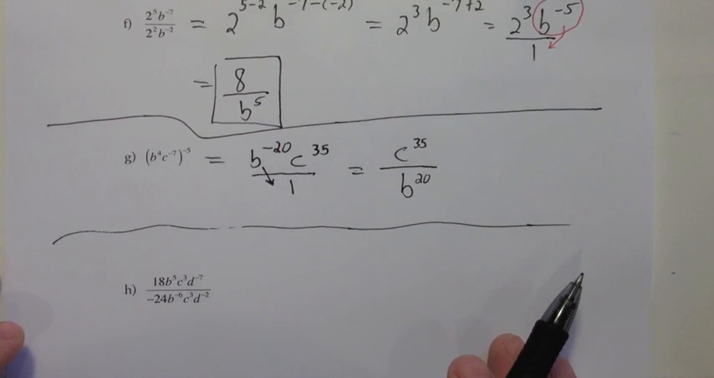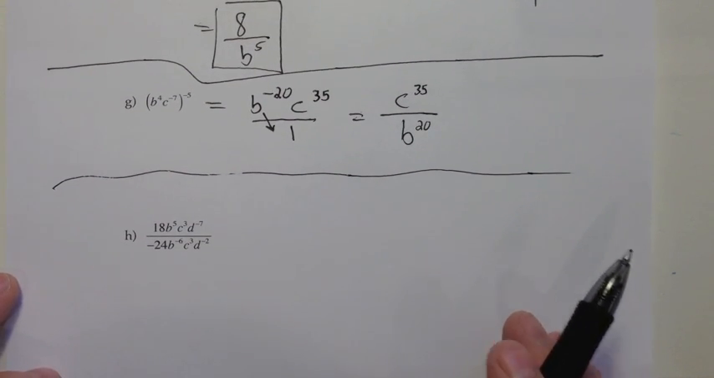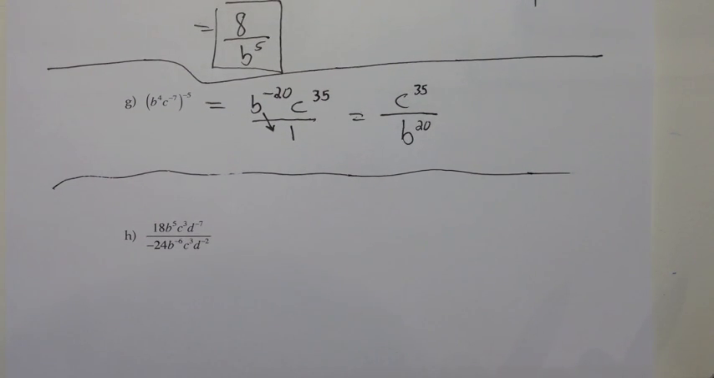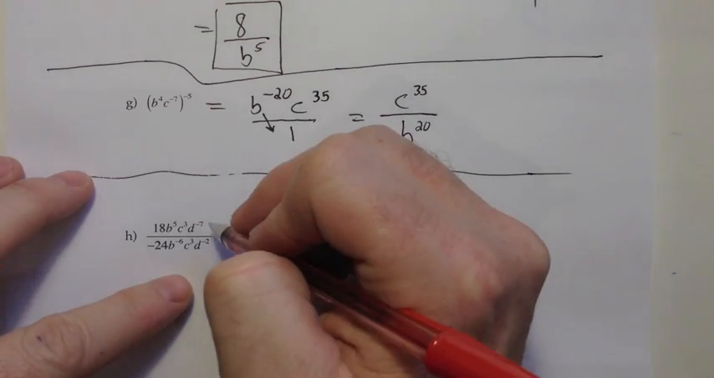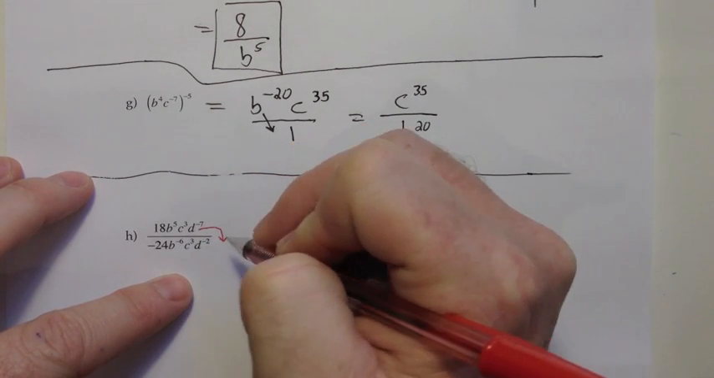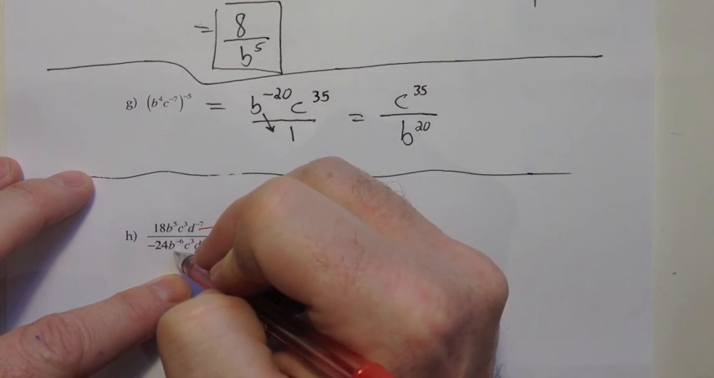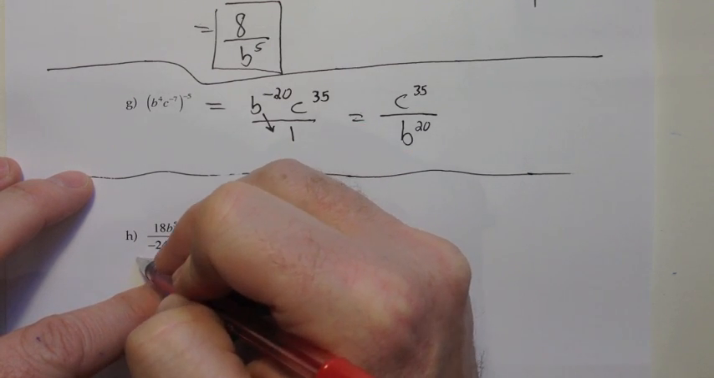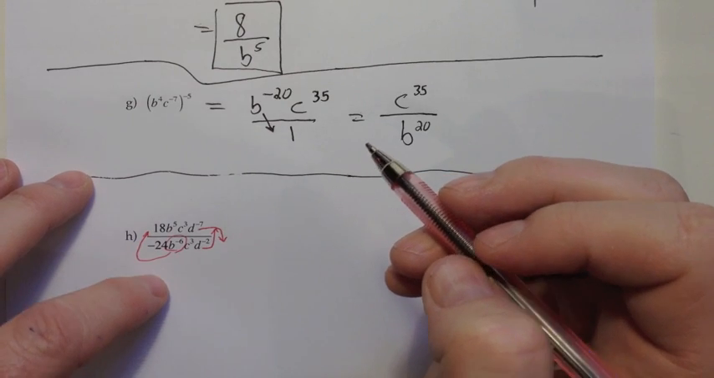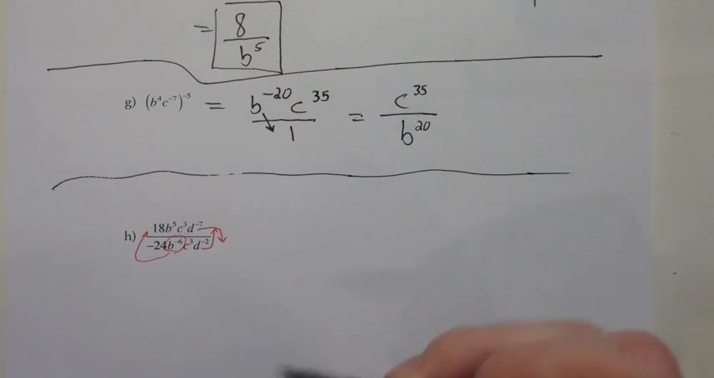Alright, let's move to the last one on this page. This one's looking a little bit messier. So I think the first thing I would do is try and get rid of all the negative exponents. So the d to the negative 7 I would move down. The d to the negative 2 I would move up. And let's see, we have a b to the negative 6, so that's going to get moved up. And it looks like that would be it for negative exponents.